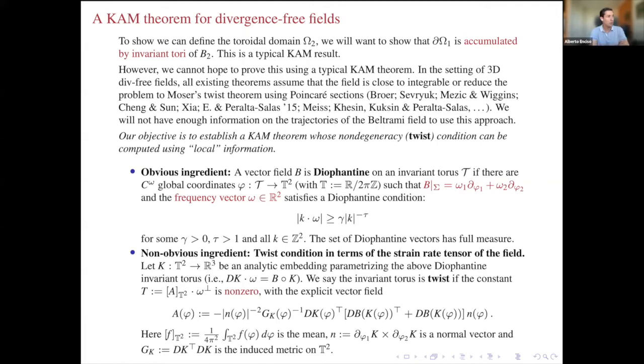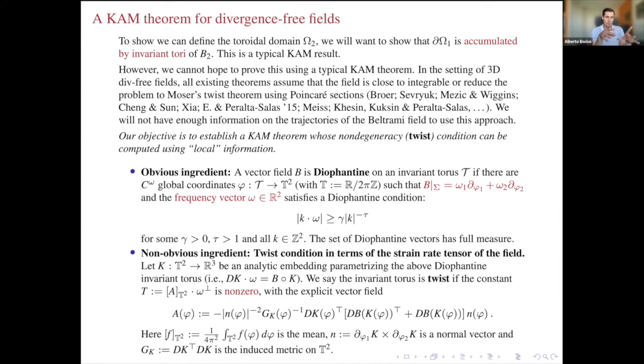Specifically, what we want is to have a non-degeneracy condition, a twist condition, that only involves essentially local information, okay? So that is the first thing we have to prove. To do that, there are two ingredients that we need to use. One is obvious, okay? Because it's an ingredient that is always needed in a KAM argument.